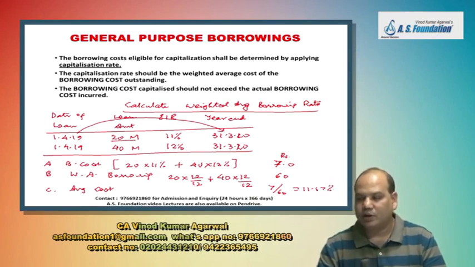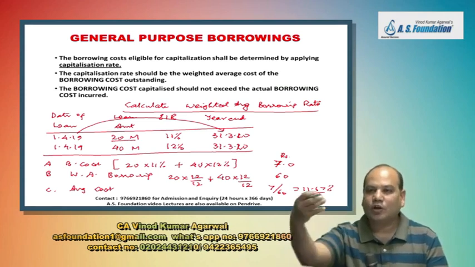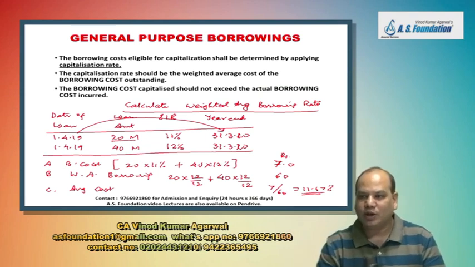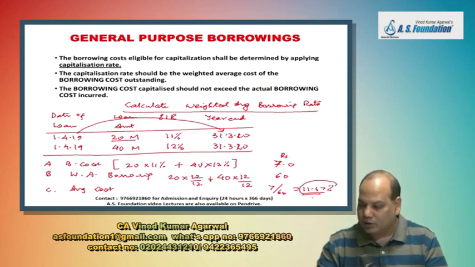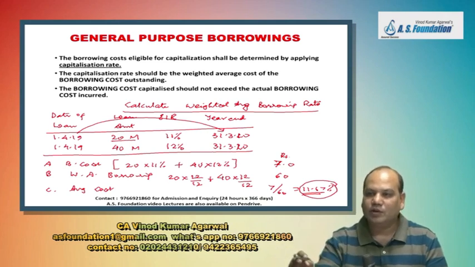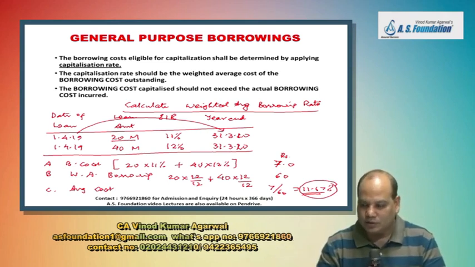11.61%. So this will become the weighted average borrowing cost rate. Now this rate you will use for calculating the borrowing cost to be capitalized over the qualifying asset. You will use this rate to capitalize over the qualifying asset by multiplying this rate with the expenditure incurred on the qualifying asset.